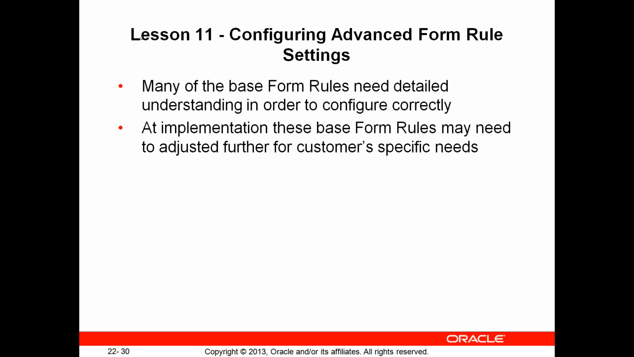So what have we seen in this lesson? We've seen that we can actually go back to some base form rules and add in extra functionality related to primary and secondary taxpayers, address information, and this really underlines something that we've mentioned a few times already, that you need to understand in detail what these base form rules do, and that sometimes there is quite a lot of configuration that needs to be done in order to configure correctly.